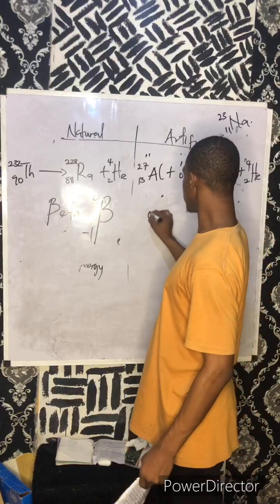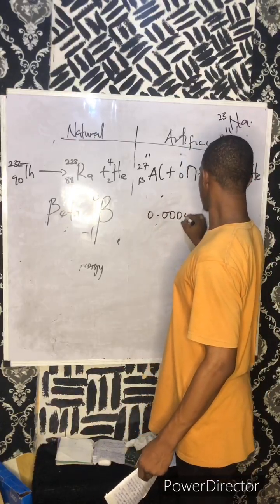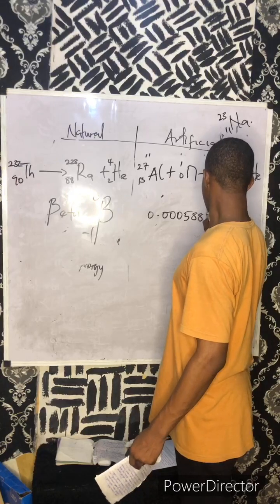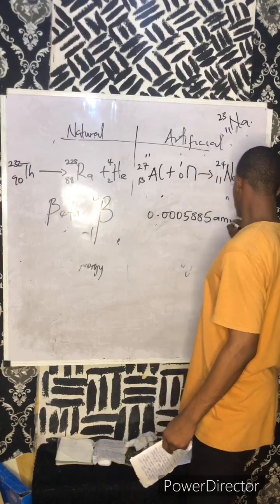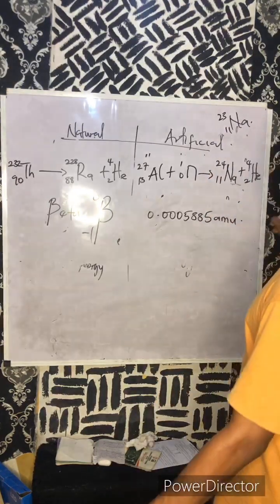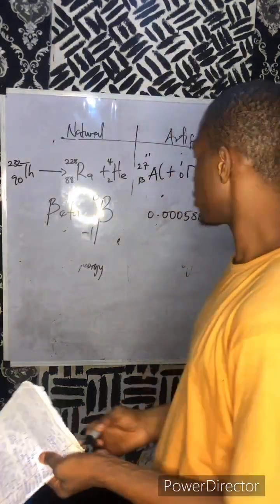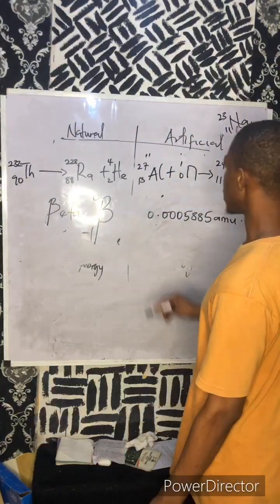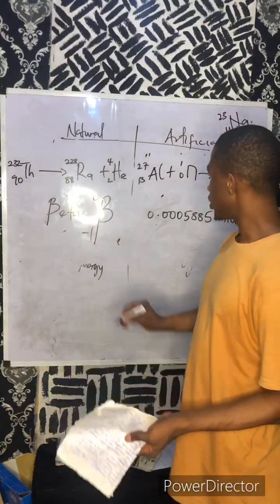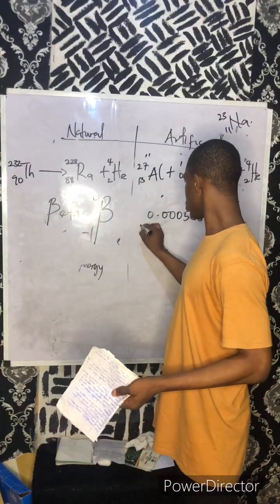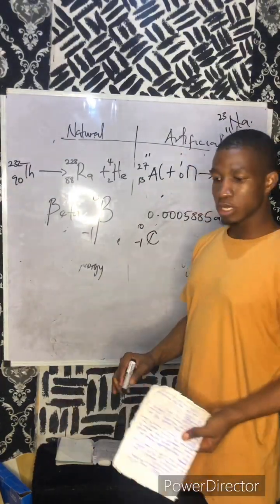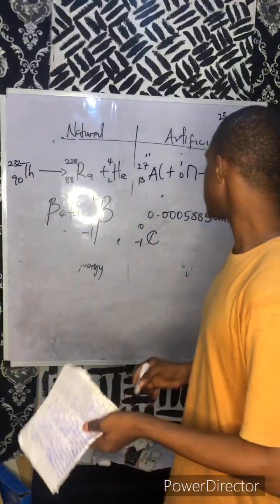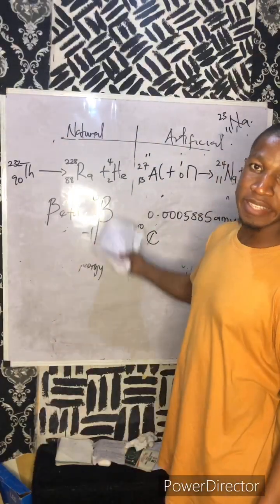Beta has a mass of 0.0005885 AMU. Yes, that's a mass of 0.0005885 AMU. And that's beta. Beta is also electron. You can either say it's beta or you call it electron. But this is the negative beta particle.